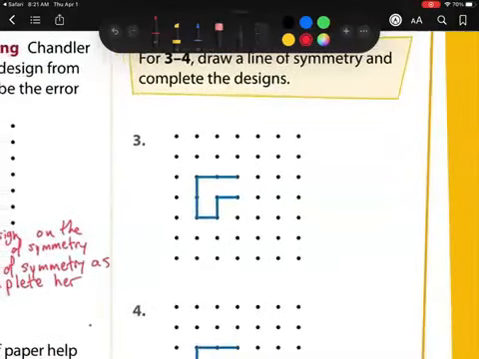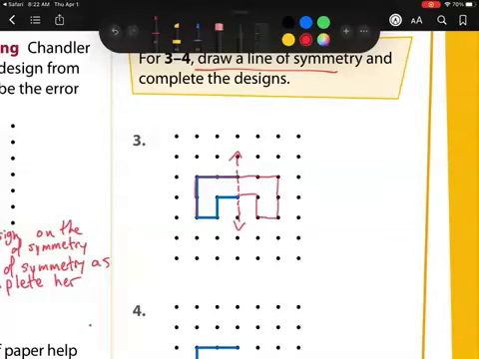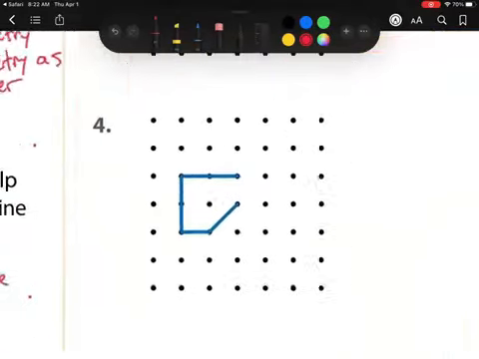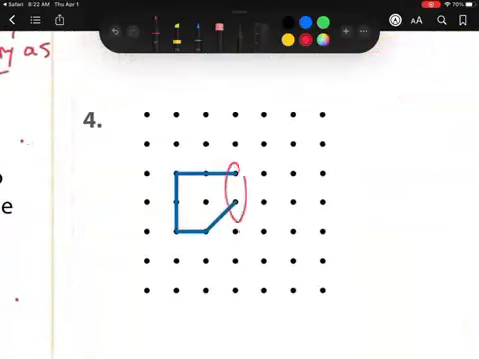Now for these ones, it says draw a line of symmetry and complete the design. So remember, when we fold it, it should be the same on the left as it is on the right. So now notice we're folding it. And so I went 2 out, so I need to go 2 out. We went 2 down, so I need to go 2 down. We went 1 in, then 1 up, then 1 in. So notice how my shapes match.